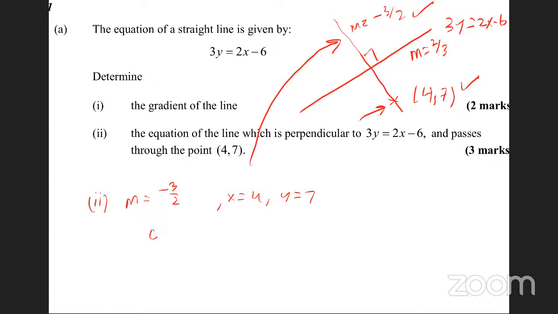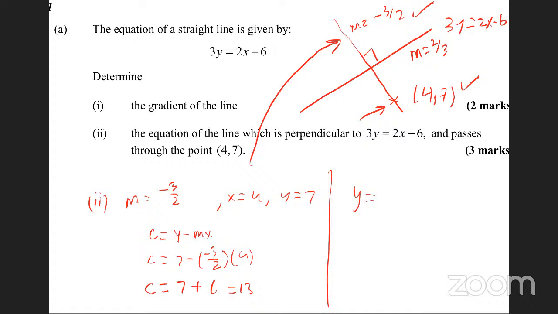All right, should be done. C is equal to y minus mx. So C is equal to 7 minus 3 on 2 times 4. So that'll be 7 plus 6. Look at that, 7 plus 6. So that's 13. So the answer is y is equal to minus 3 on 2 x plus 13. All right. Very good. Let's go again.